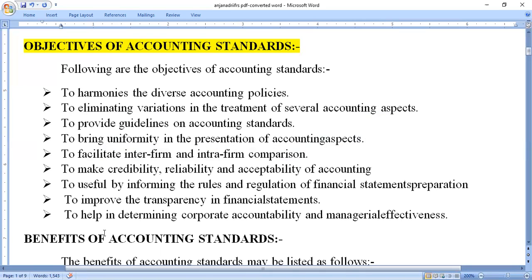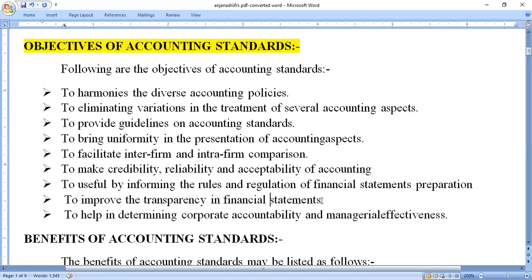After that, next we are moving on, it is very useful by informing the rules and regulations of financial statements for the purpose of preparation. So here, when we are informing the rules and regulations to each and every organization, either it may be a domestic company or a multinational company, it is very easy to prepare the financial statements of the organization. And another objective is to improve the transparency of the financial statement.